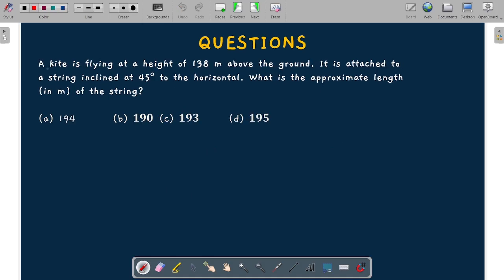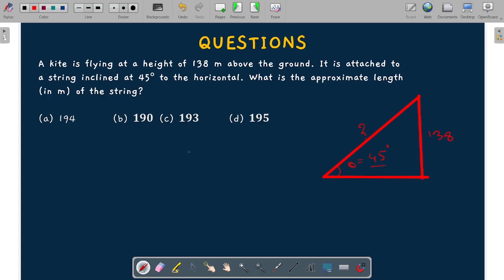Question. Kite is flying at a height of 138. Again we will draw a right angle triangle. This is angle theta. उसका height दिया है 138 from the ground and it is attached to a string at 45 degree. थीटा का वैल्यू दिया है 45. What is the approximate length of string? इसका ये निकालना है.